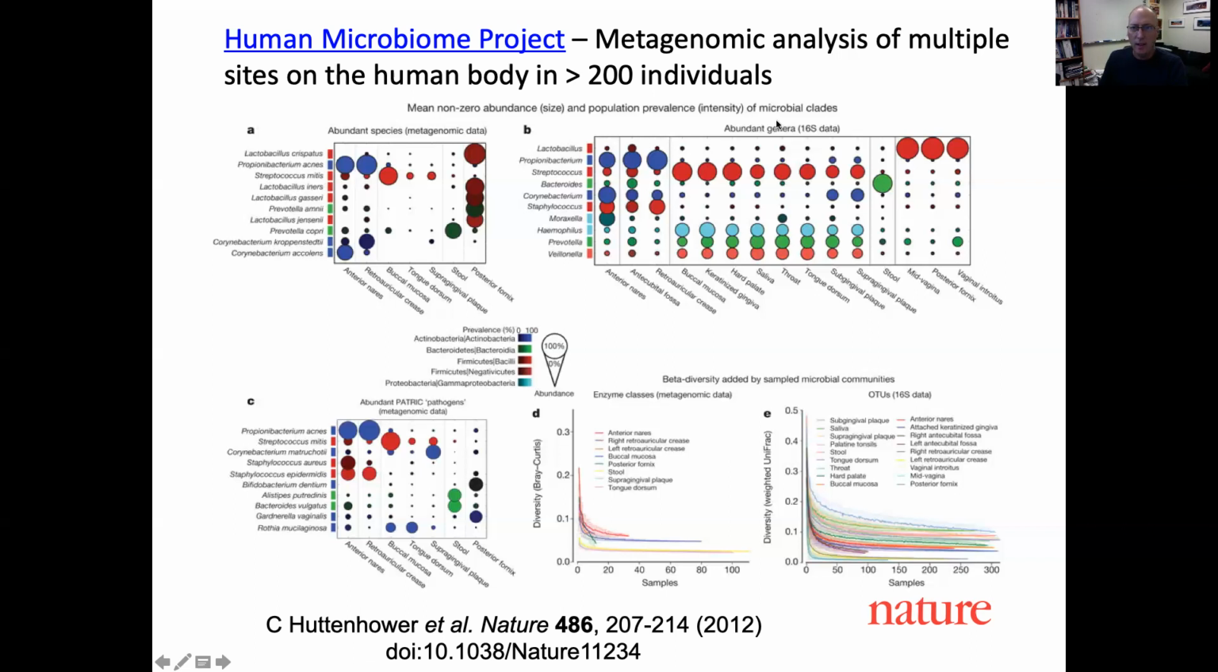Again, over here at the genus level, you can see Lactobacillus, very abundant in the vaginal samples, Propionibacterium in the skin, Streptococcus in the mouth, Bacteroides in the colon, and Corynebacterium, Staph and Moraxella, again in skin. Okay, so the point here is that different locations in the body have different species compositions and have different dominant species that are adapted to that location in the body.